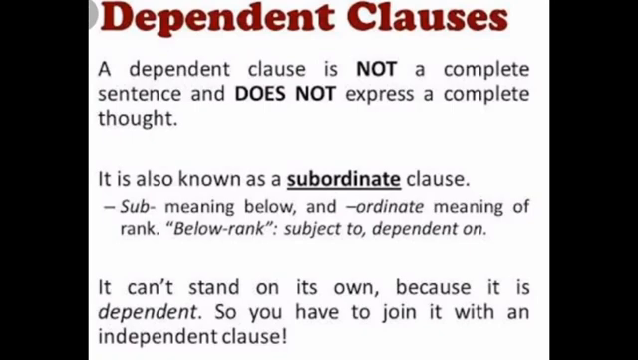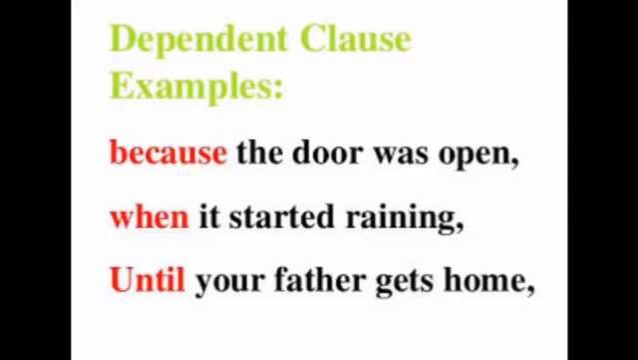That means it needs the support of the main clause to express a complete meaning. My dear friends, note down the main point here. A dependent clause, even though it has a subject and verb of its own, cannot stand alone, so it doesn't express a complete thought or meaning. It always needs the support and help of a main clause.